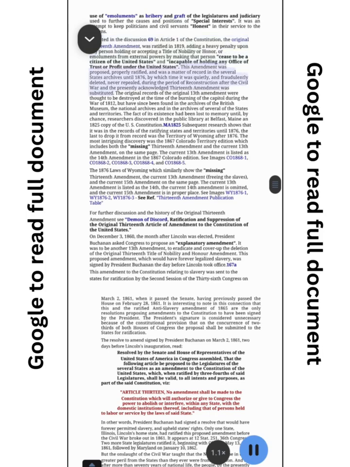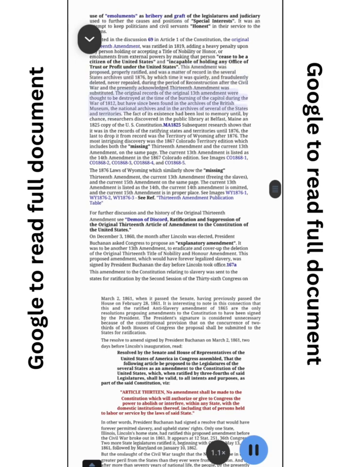This amendment was proposed, properly ratified, and was a matter of record in the several states' archives until 1876, by which time it was quietly and fraudulently deleted, never repealed, during the period of Reconstruction after the Civil War, and the presently acknowledged 13th Amendment was substituted.